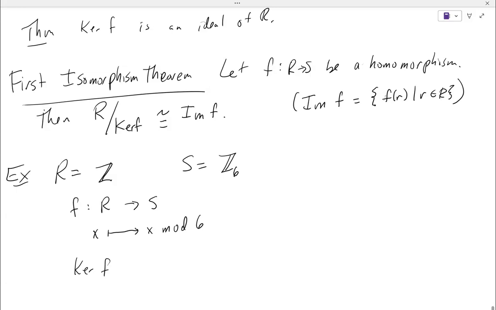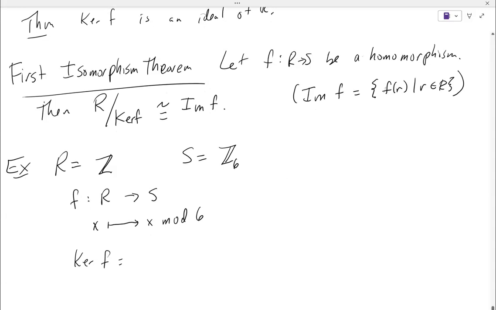All right, what's the kernel? What things get mapped to 0? Yeah, it's anything that's a multiple of 6, right? The kernel of f here is the set of 6n, where n is an integer. It's the multiples of 6. Do we have a name for that ideal? 6Z, or the ideal generated by 6. That's another way to write it, right? The principal ideal generated by 6.